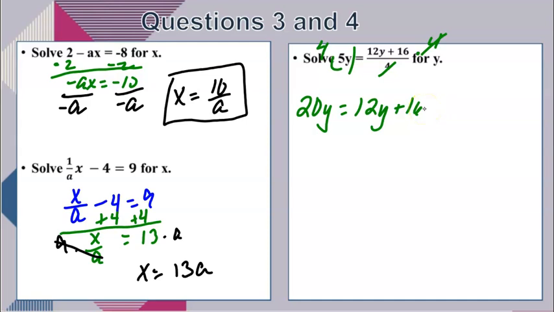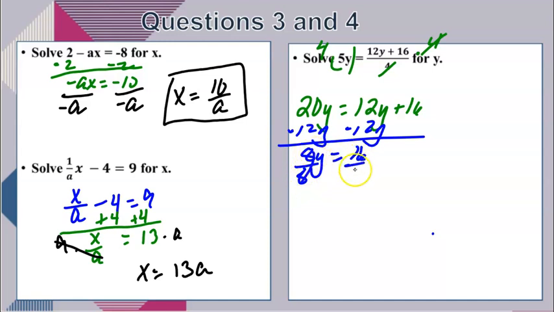Now I can get all the y's together. So I'm going to subtract 12y on both sides. And now I'm left with 8y equals 16. And to get y by itself, I'm going to divide by 8. And y is going to equal 2.